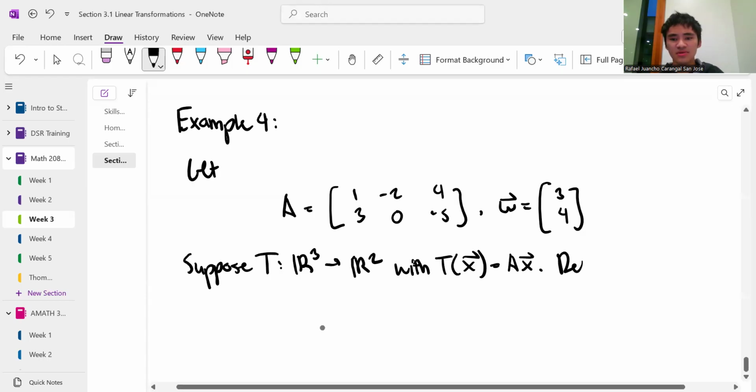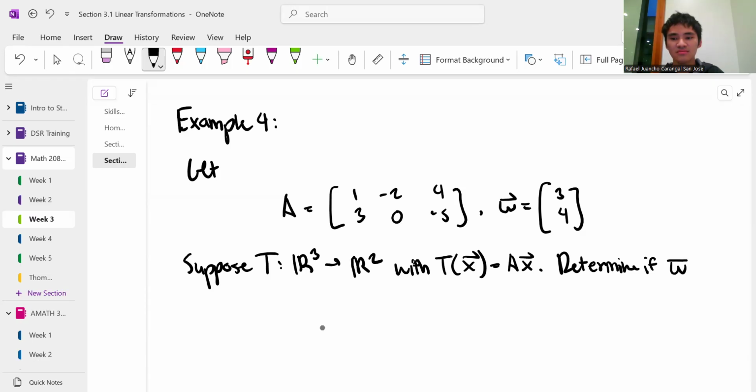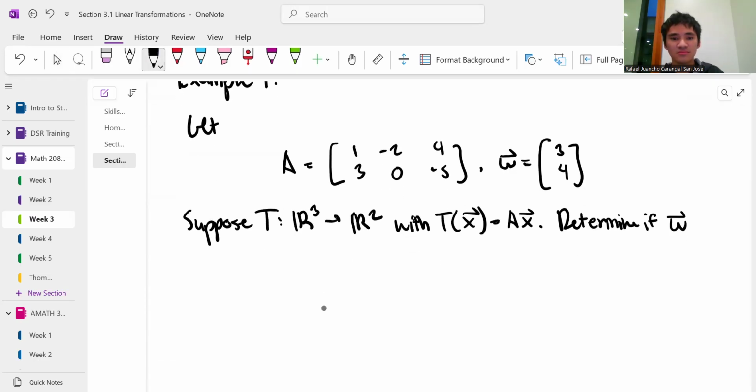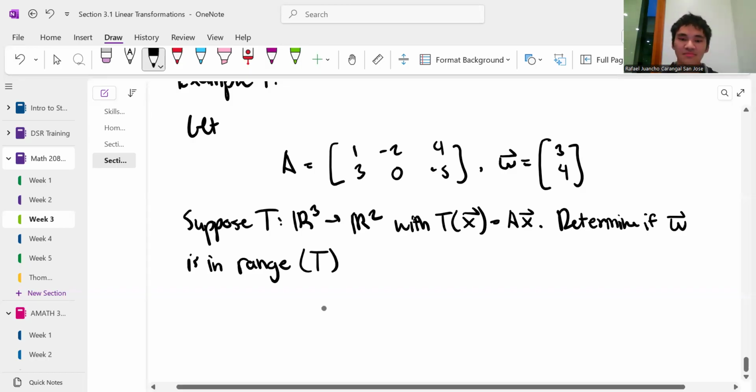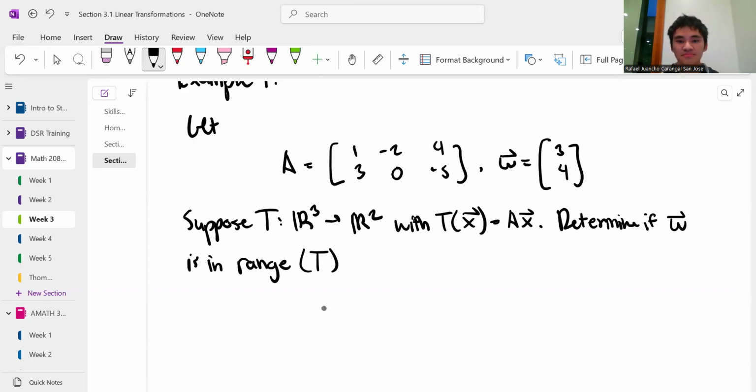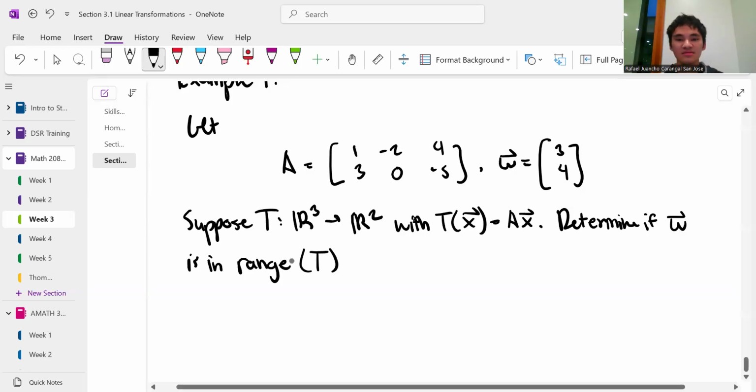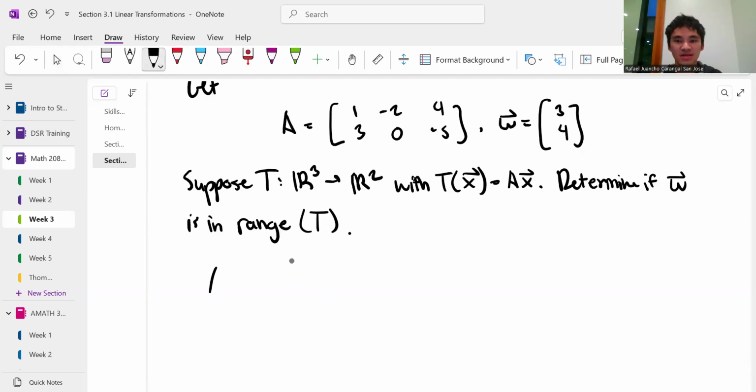So we want to determine if W is in the range of T. How do we do that? Well, we're not given the function. We're just given a vector and this matrix. So when we say A W, that's the same as transforming it.